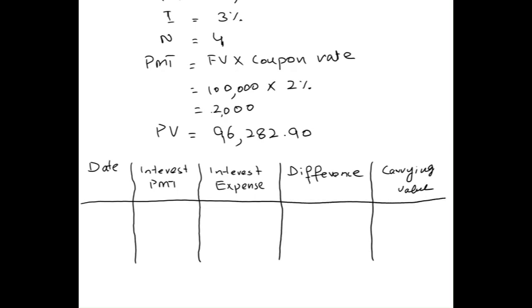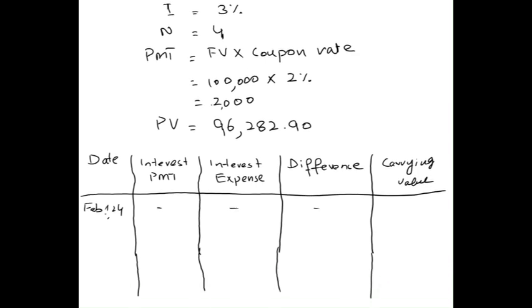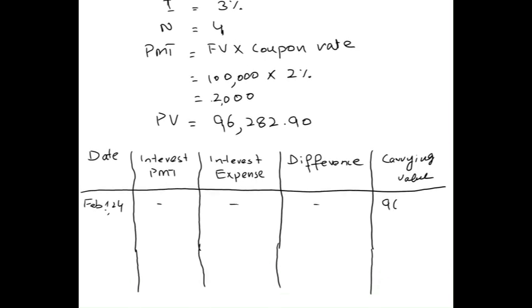Draw a line here. So then the first date that you would input is the date of issue. So that is February 1st, 24. We just issued the bond. We don't need to make any payment, no interest expense, no difference. And the carrying value. So the carrying value will be this present value, not this future value. So we'll put this here, 96,282.90. And feel free to round off. You don't need to be exact.